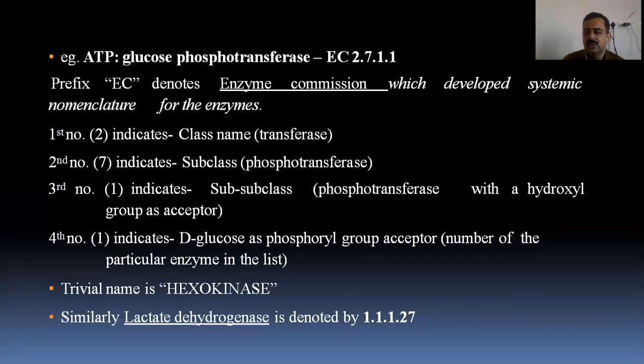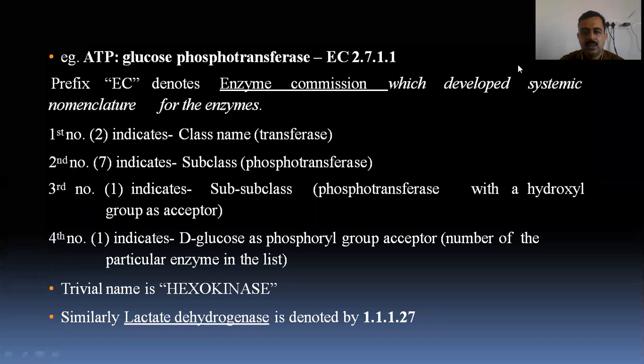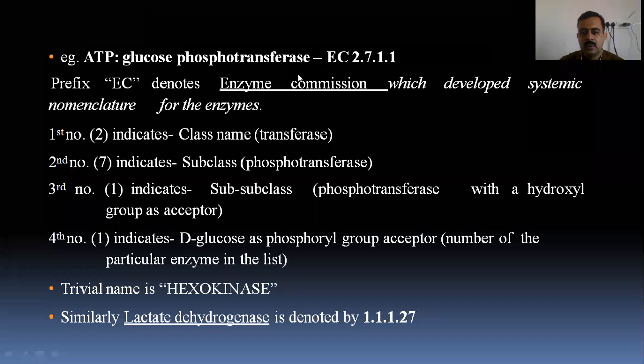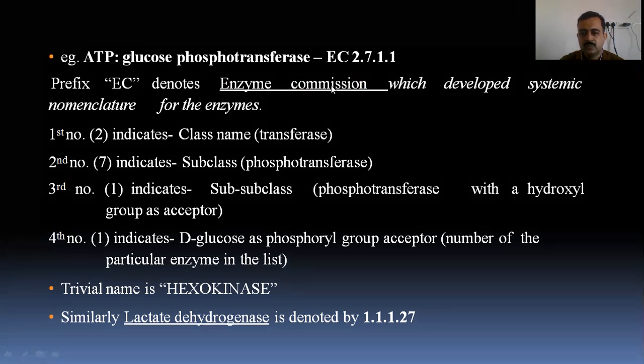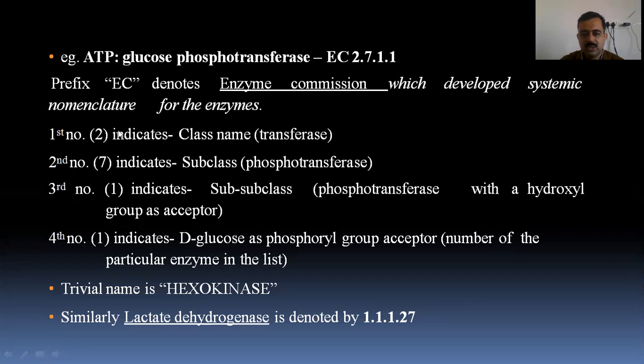One example they have given of how this system of classification works is ATP:glucose phosphotransferase, EC 2.7.1.1. Now, what does this EC denote? The prefix EC denotes the Enzyme Commission, which developed the systematic nomenclature. Here you can see the Enzyme Commission. Now, the first number, 2.